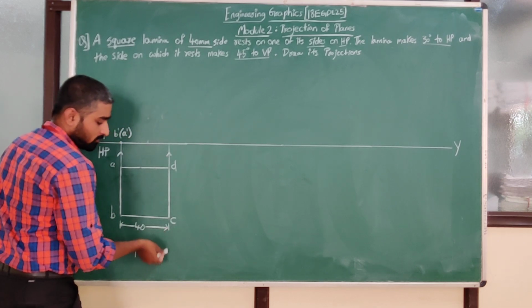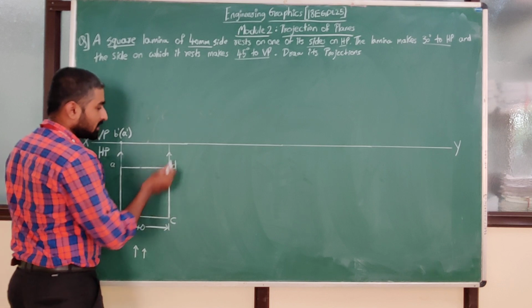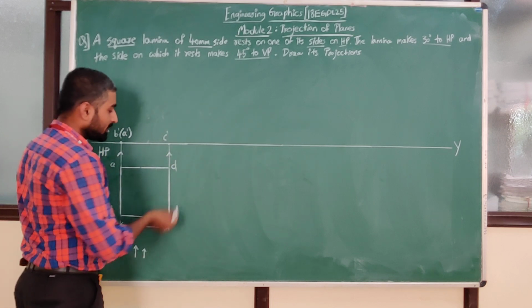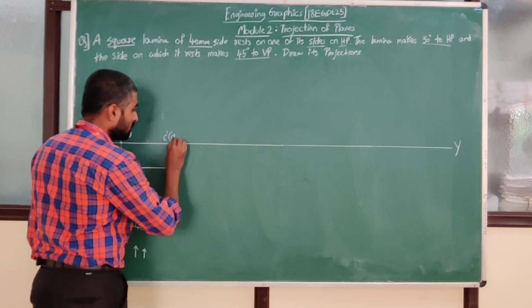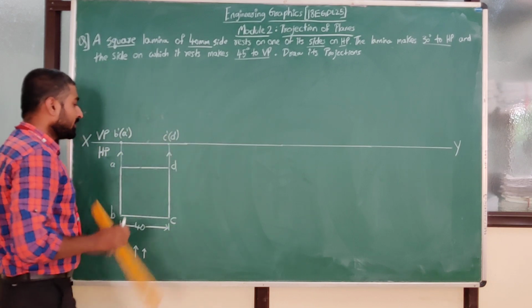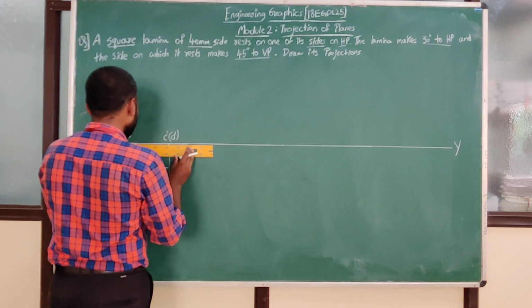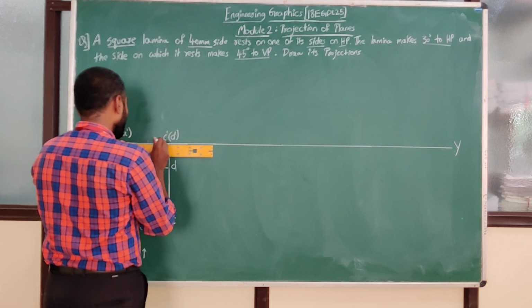In the same way, if you see this edge from the bottom, C is coming first, so I am going to name this as C dash, and inside the bracket there will be B dash. If you complete this step and join this line, your first step will be over.